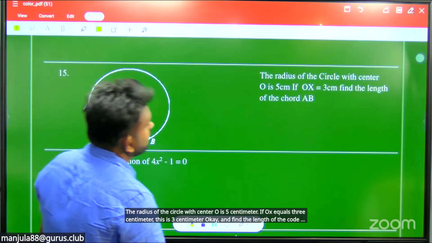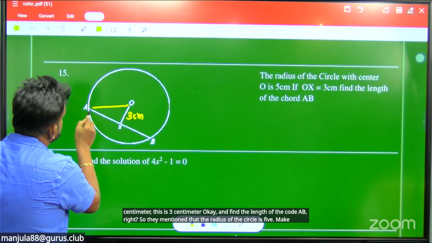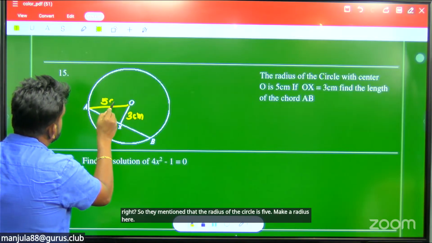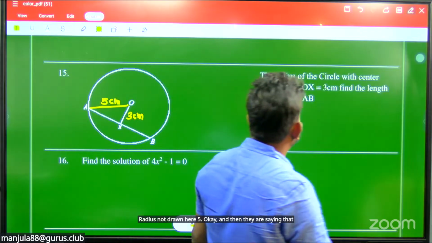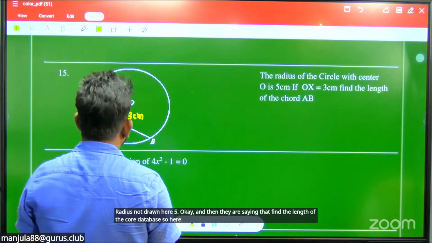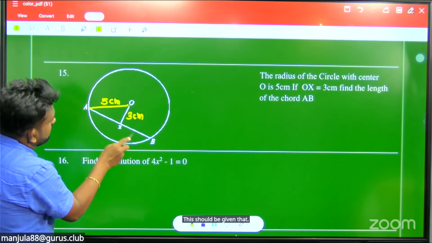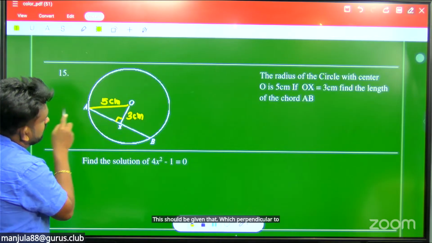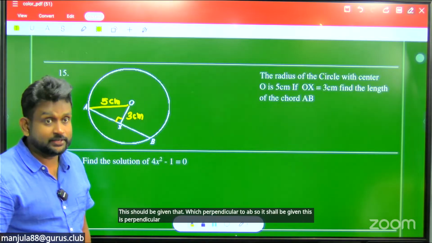So they mentioned that the radius of the circle is 5. Make a radius here, radius not drawn, here 5. Okay, and then they are saying find the length of the chord AB. So here one thing is missing. This should be given that OX is perpendicular to AB. That is data missing here.